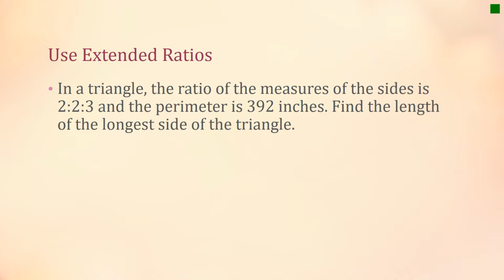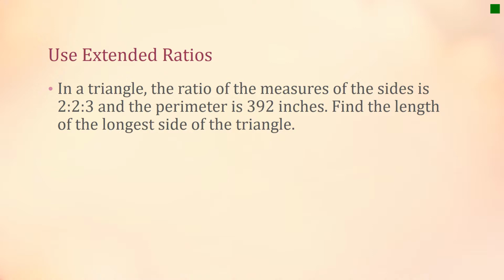So what we're given here is that in a triangle, the ratio of the measures of the sides is 2, 2, 3, and that the perimeter of this triangle is 392 inches. Find the length of the longest side of the triangle.